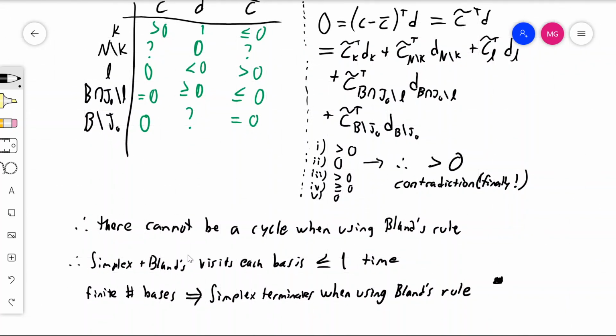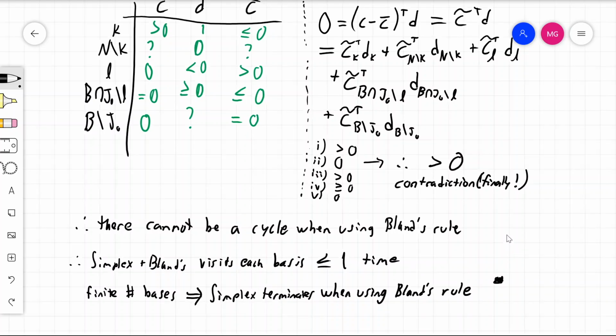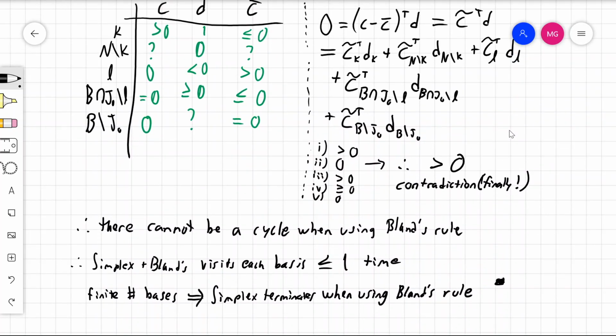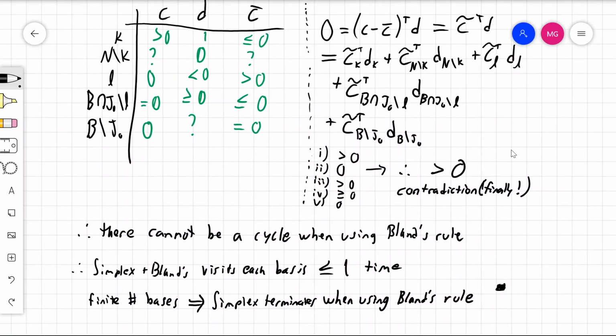And so therefore we can conclude that the simplex algorithm, when you use Bland's rule, visits each basis at most one time. And since there's a finite number of bases, then that must mean that simplex terminates when you're using Bland's rule, because we can only do each visit once, at most once. So there you go. So that shows that simplex algorithm terminates when you use that convention. Whew. All right, that was pretty exhausting for me too. But I told you that was going to be technical.